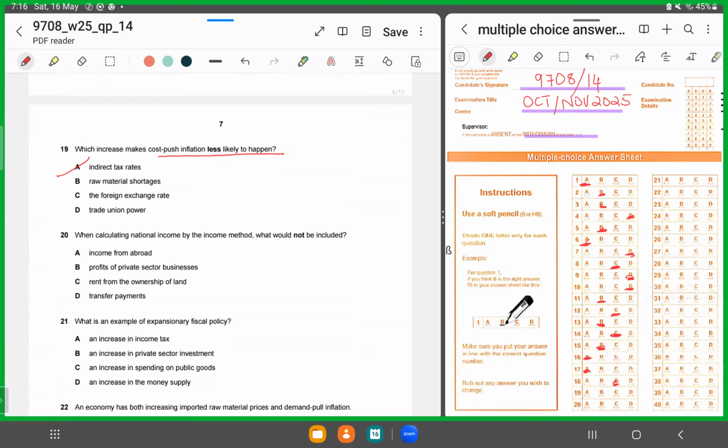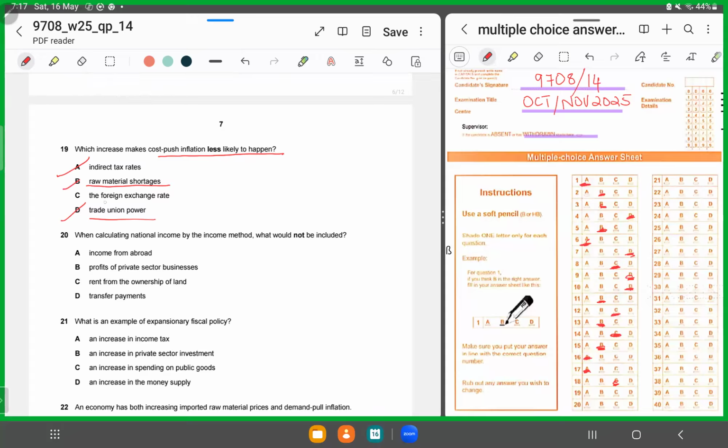Raw material shortages would again cause the price of the goods to go up and would cause cost push inflation, because the producer would then increase the price of the goods. Trade union power would again increase the price of the goods. Why? Because they would press the firms for higher wages, and the wages would increase, so the price of the goods would increase. So A, B, and D are all incorrect because they all will cause cost push inflation.